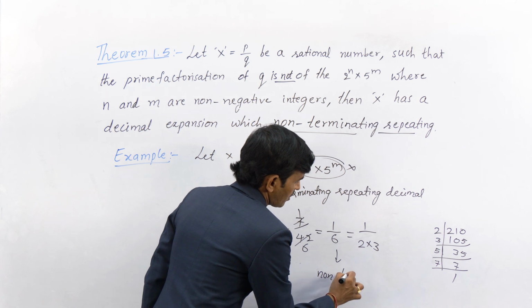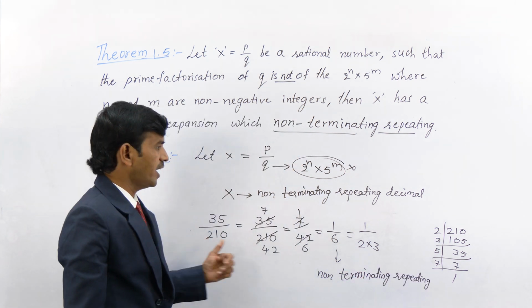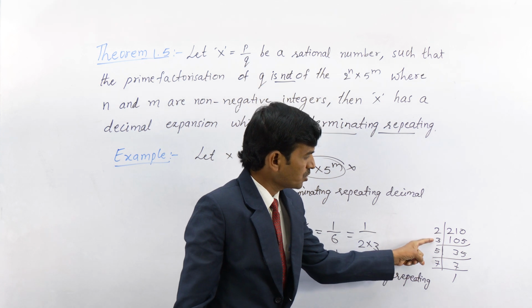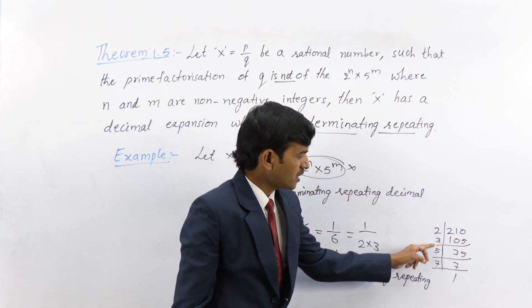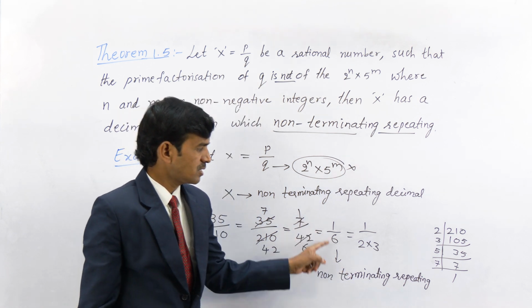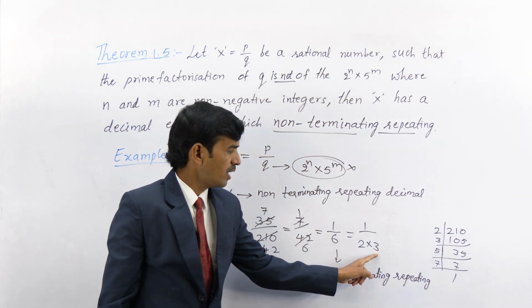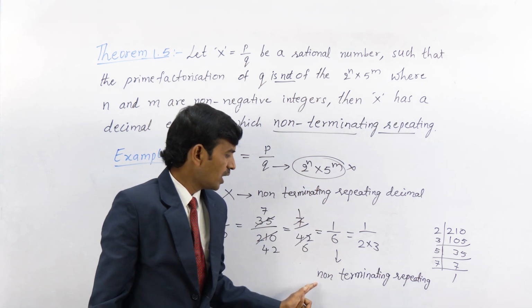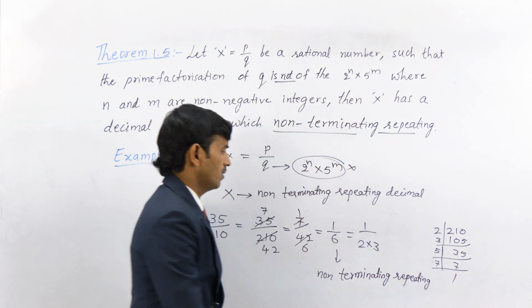non-terminating repeating decimal. As we can observe, its factors are 2, 3, 5, 7. So other than 2, there exist 3 and 7 also. Even after simplification, we got the combination of 2 and other different numbers except 5. So it becomes a non-terminating repeating decimal.